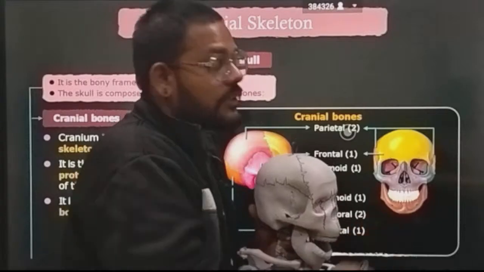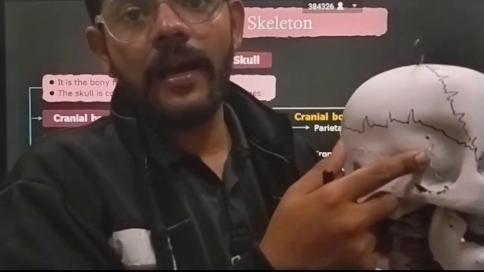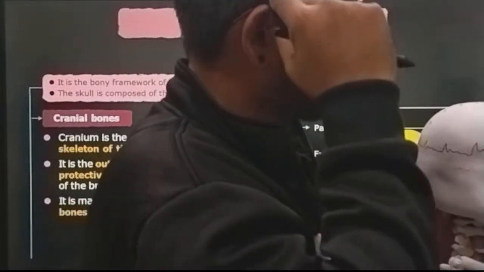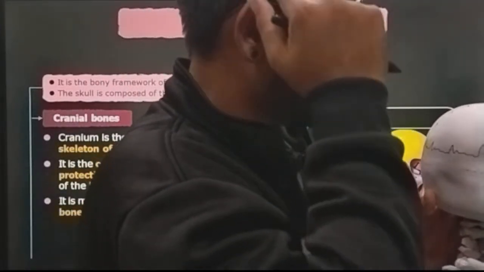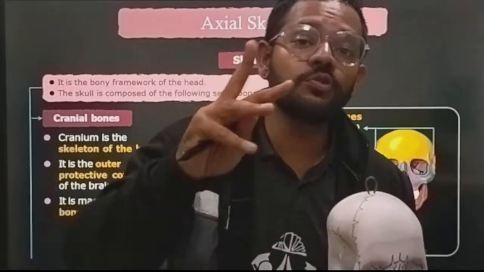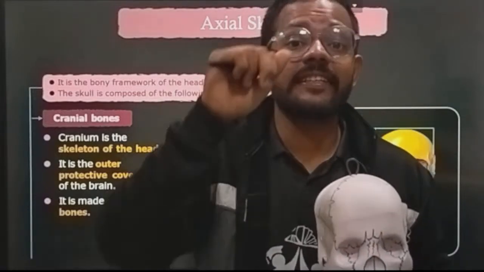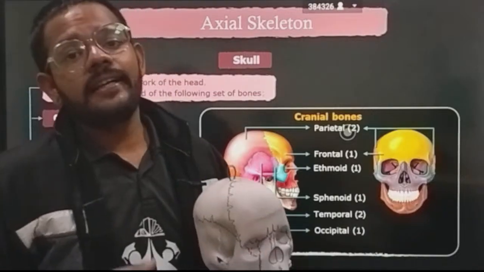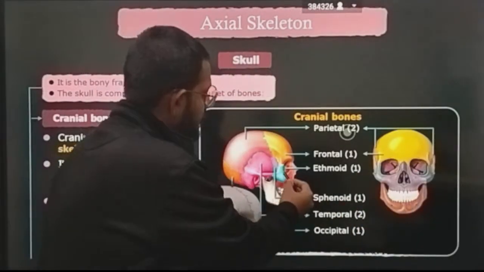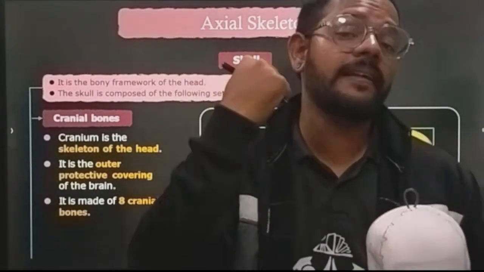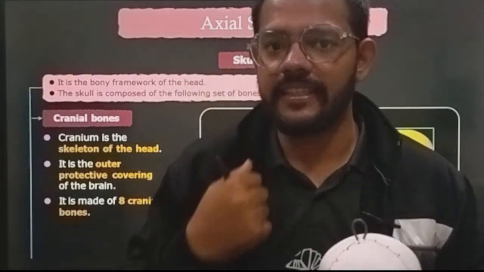Then we have the temporal bone. The temporal bone is present here above the cheek region, or you can say near the ear region. The bone of the skull which is present near the ear is your temporal bone, and again it is 2 in number. Now we have 2 internal cranial bones which are present inside the cranium: the ethmoid and the sphenoid. The ethmoid is present nearby your nasal bone, deep inside the nasal bone area.